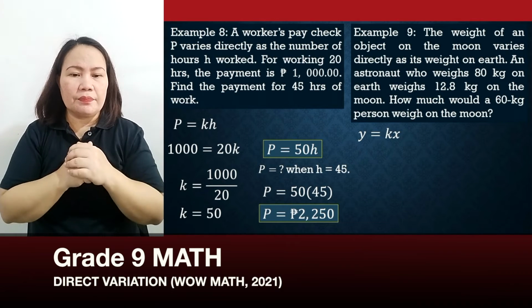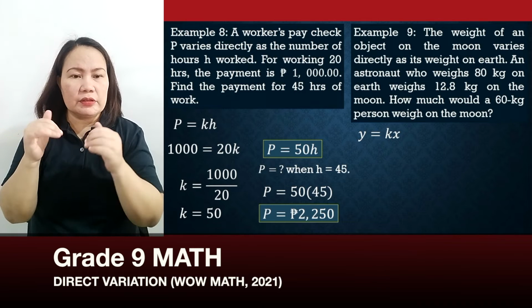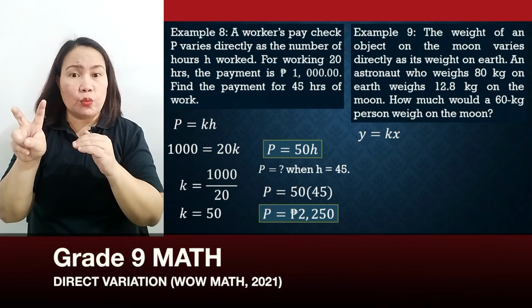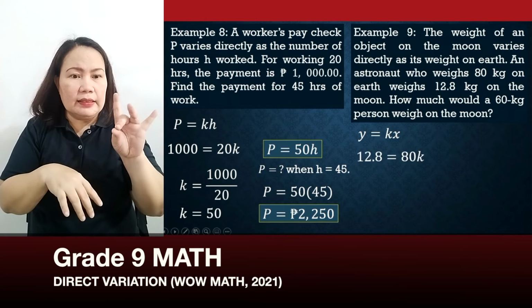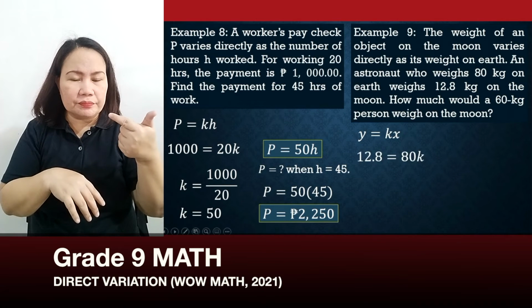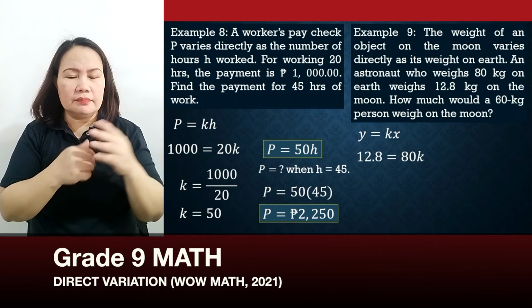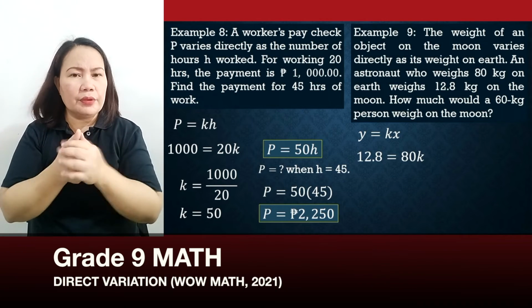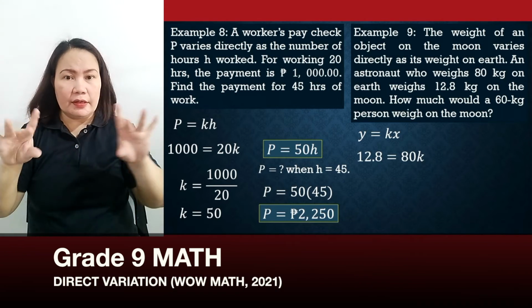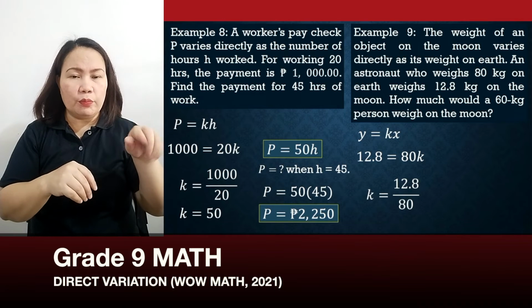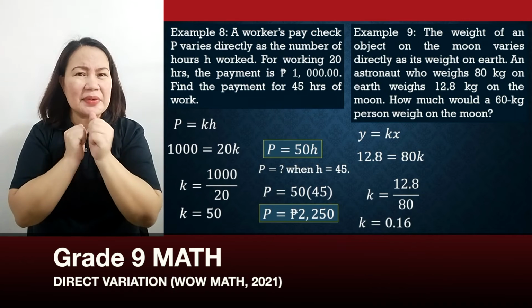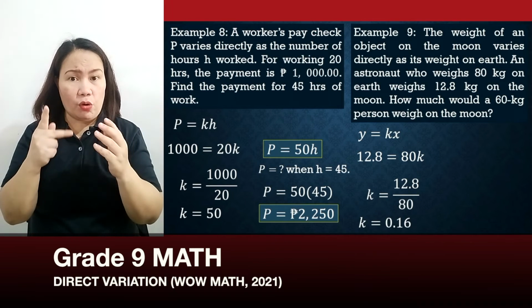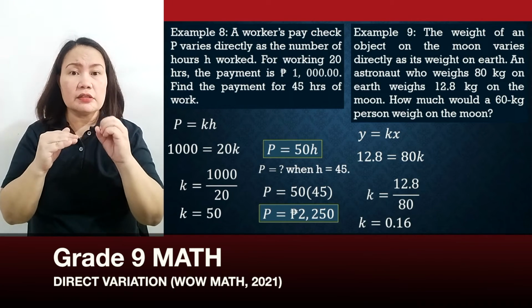And after that, replace y with 12.8. So, papalitan natin yung y natin ng 12.8 and x with 80. So, that is 12.8 is equal to 80k and solve for k. So, paano natin ma-solve yung k? By dividing both side by 80. So, 12.8 divide 80. So, the answer is 0.16. Ibig sabihin, this is now the constant of variation, yung 0.16.